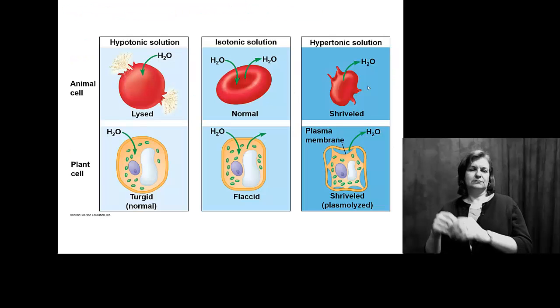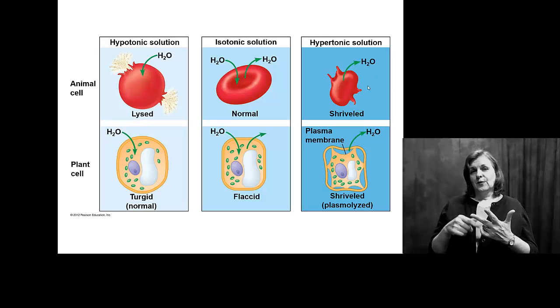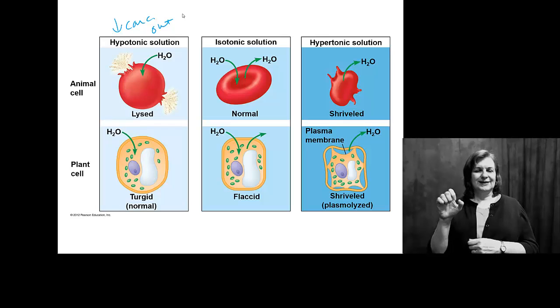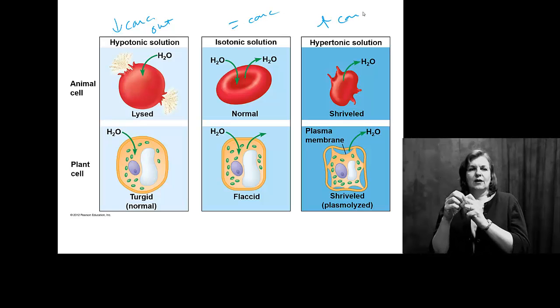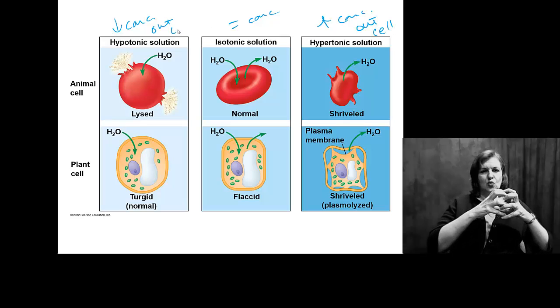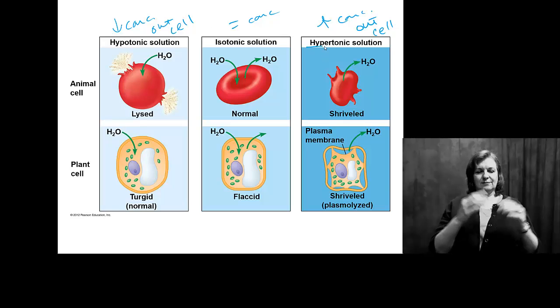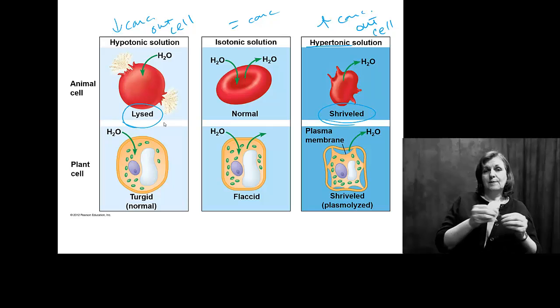So if we have animal cells at the top, plant cells at the bottom, hypotonic, so low concentration outside, equal concentration, and then high concentration outside of the cell. With our hypertonic solution, what's going to happen? We said with our hypertonic, animal cells will shrivel. Hypotonic, they lyse or explode.